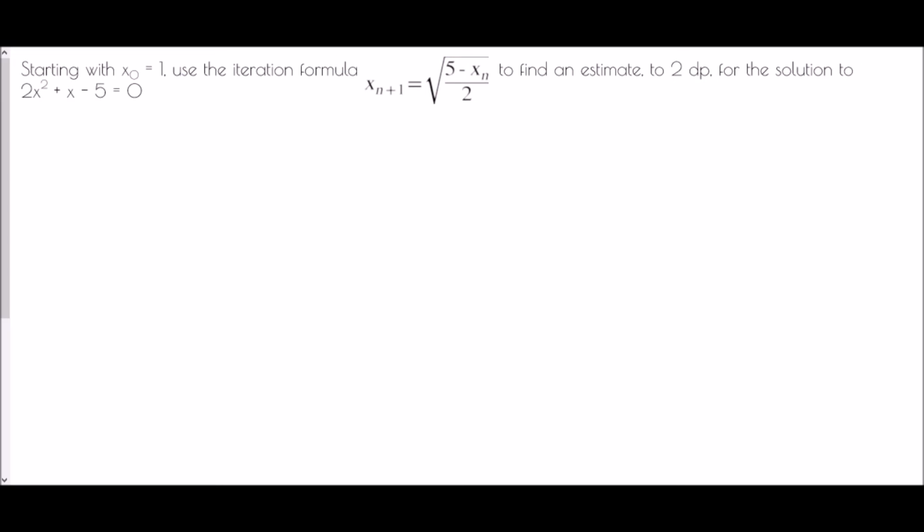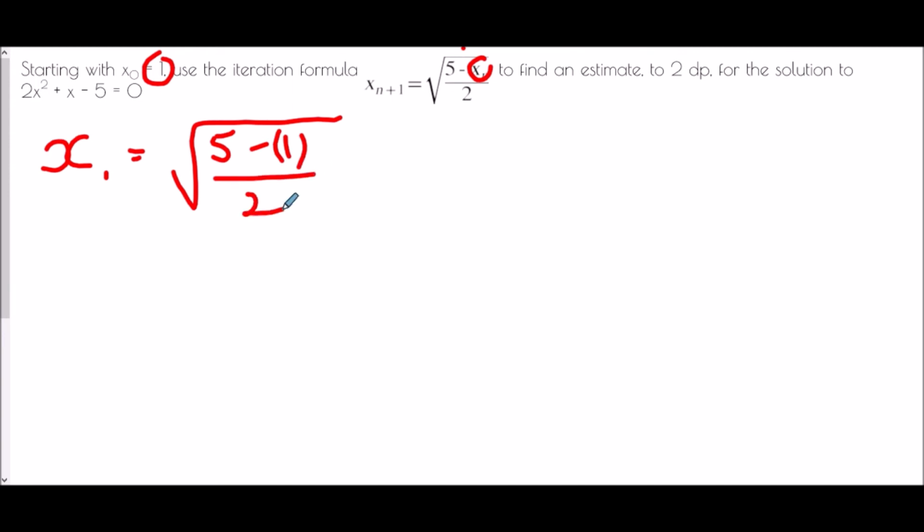Okay, so we're going to try the same, starting with x naught equals 1 this time. For the iterative formula, xn plus 1 equals the square root of 5 minus xn over 2, to find an estimate to 2 decimal places for the solution to 2x squared plus x take away 5 equals 0. So again, we've been told x naught, that is our very first value. So all we're going to do in order to find x1, I'm going to place the value of 1 in for x. So I'm going to have the square root of 5 minus 1 over 2. And I'm going to put that into a calculator and find our answer.